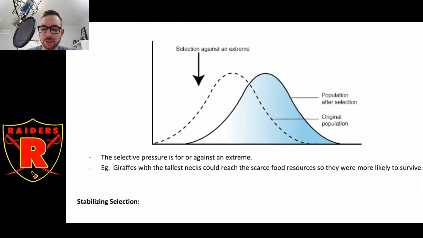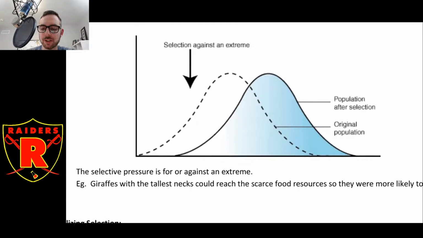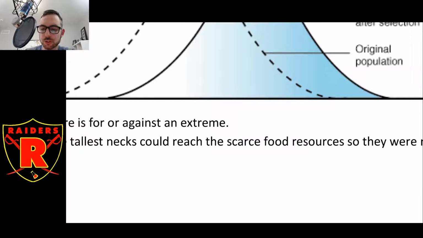So let me give you an example. Let's say that the bottom of this graph down here was neck size for giraffes. Okay, so this is like giraffe neck.